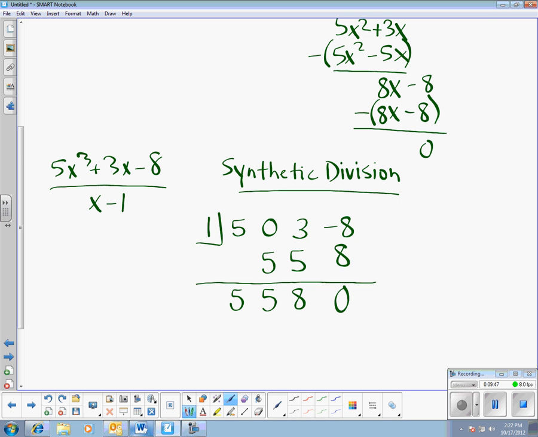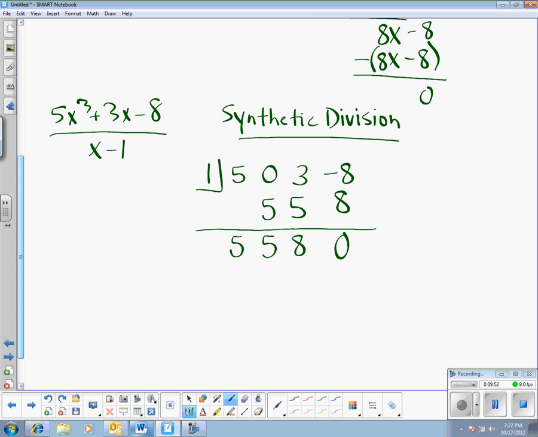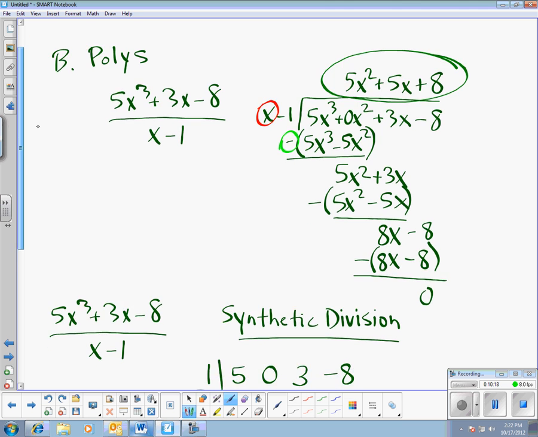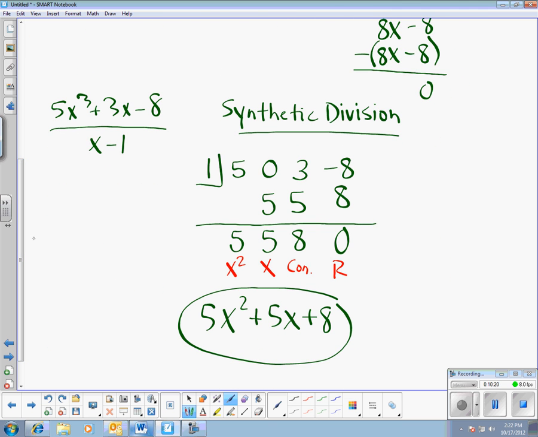And these 5, 5, 8, and 0 hopefully look familiar, because these are going to be your remainder, your constant, which is your term with no x's, your x term, your x squared term, and if there were more terms, we would have the x cubed and x to the fourth and whatever we needed. So now you just write your answer. 5x squared plus 5x plus 8 with no remainder, which is what we got the long way above, 5x squared plus 5x plus 8.